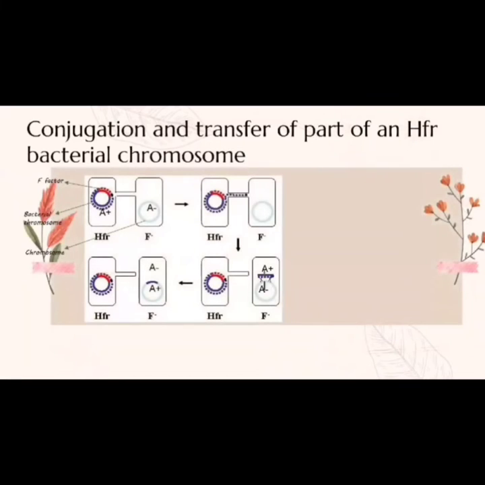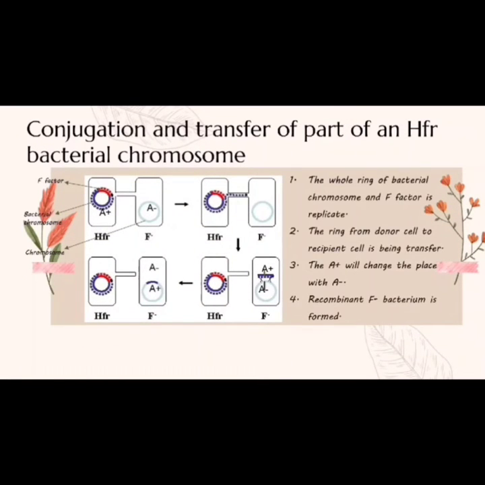Conjugation and transfer of part of an Hfr bacterial chromosome. Number 1, the whole ring of bacterial chromosome and F factor is replicated. Number 2, the ring from the donor cell is transferred to the recipient cell. Number 3, the A plus will change places with A minus. Number 4, a recombinant F minus bacterium is formed.